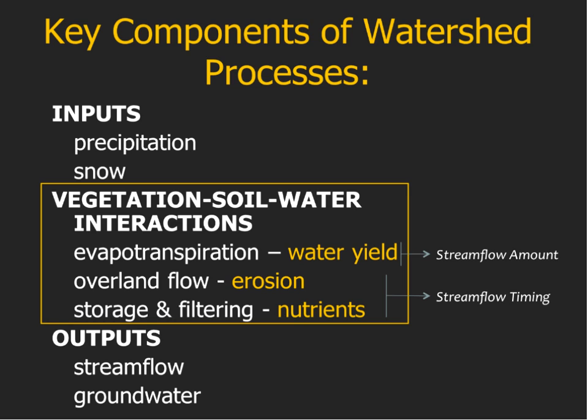I'm going to talk primarily about vegetation, soil-water interactions, how those are influenced by evapotranspiration, overland flow, and storage and filtering. Although the type and distribution of precipitation and snowfall is important, I'm not going to focus on that much here in the presentation, and I'm not going to focus much on the outputs in terms of things like storm flow or groundwater recharge. I'm primarily going to focus on those key watershed processes that determine water quantity and water quality.